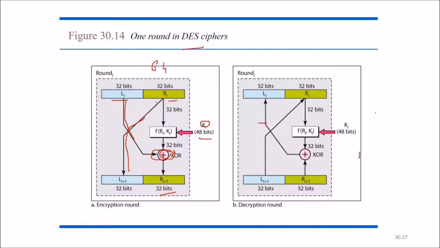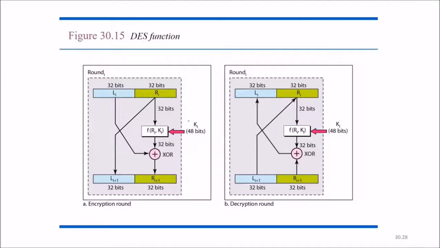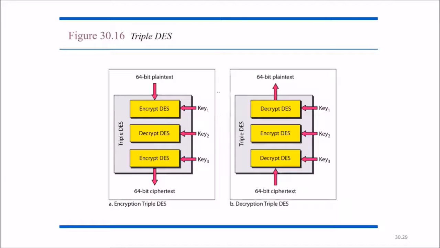And what about the decryption? In this decryption, the left bit will be given to the right bit, while the right one will be XORed, and then the bits which have been applied, so this will go after XORing to the left one, and this will go to the right one. This is how we do the decryption round. This is the DES function, as we have just seen. This is triple DES, triple data encryption standard.